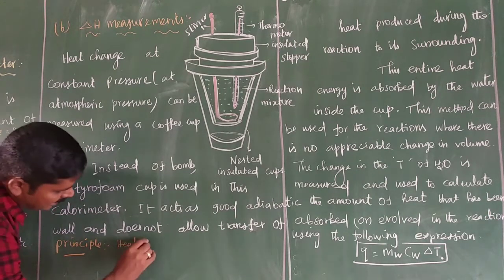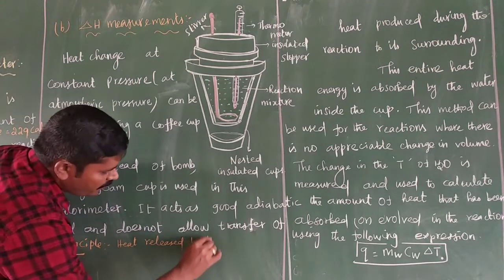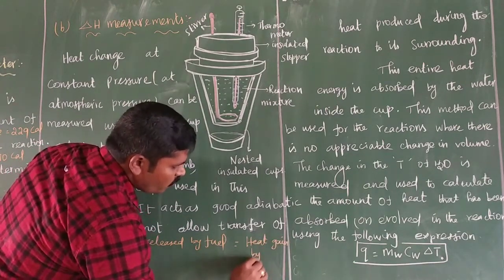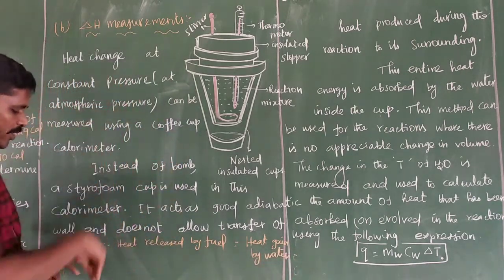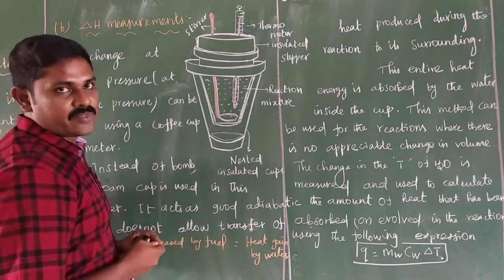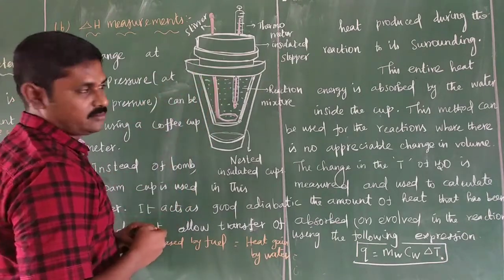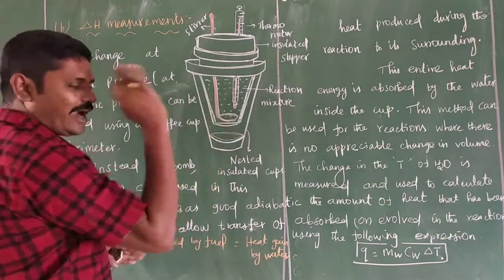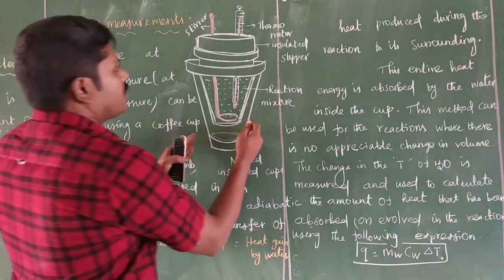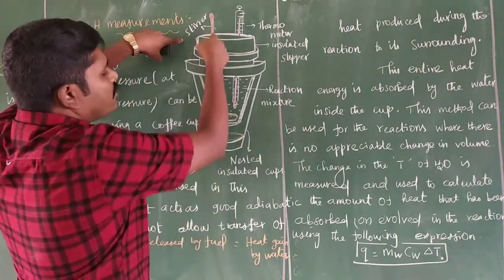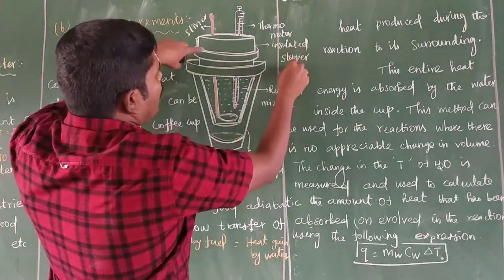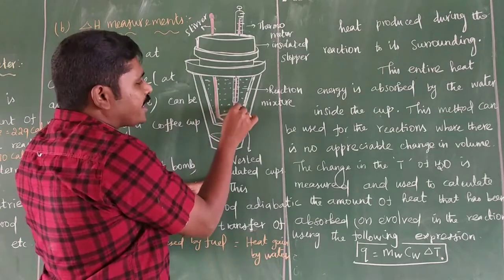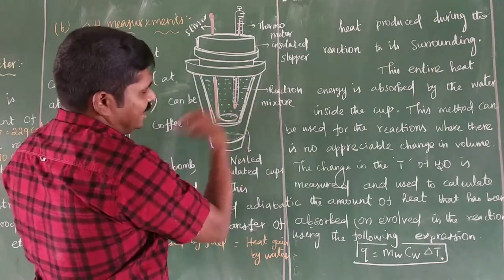The principle of the coffee cup calorimeter: the heat released by fuel is equal to the heat gained by water only. But in the bomb calorimeter, the principle is that the heat released by fuel is equal to the heat gained by water plus the calorimeter. In the coffee cup calorimeter, the heat released is equal to the heat gained by water only. So the coffee cup calorimeter has a stirrer, a thermometer, Beckman thermometers, insulated toppers, and nested insulated cups. The heat energy cannot go out and in.